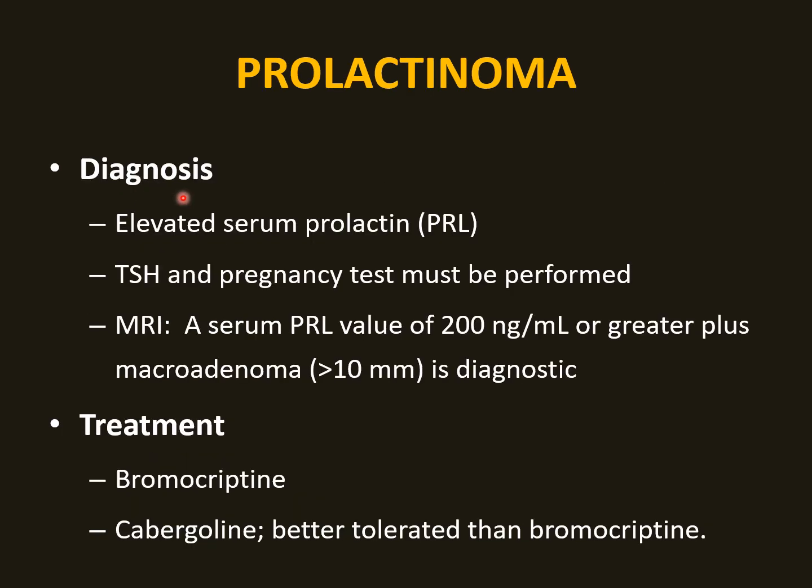Diagnosis of prolactinoma is elevated serum prolactin, and you should perform TSH and pregnancy test in this case. If you have MRI positive for more than 10 millimeter of tumor, which is macroadenoma, with value of prolactin 200 or more, this is diagnostic of prolactinoma. Treatment is bromocriptine, but cabergoline is better tolerated than bromocriptine.